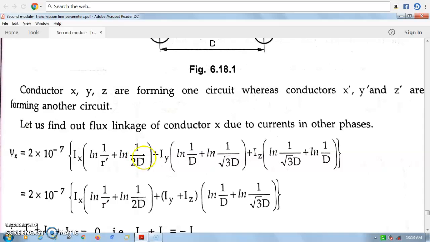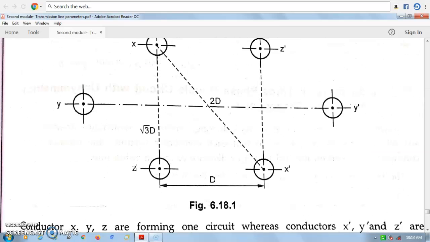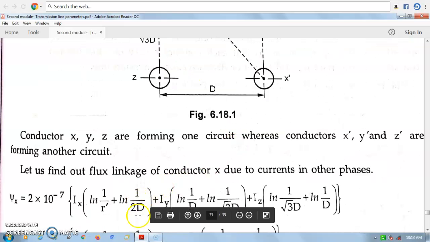Due to X, Y, Z, we have to find the flux at the X conductor. Ix is common here. First is ln of 1 by r dash, the X conductor's internal flux itself, plus ln of 1 divided by 2d. That is, first is the internal flux, then due to X dash, the flux linkage between X and X dash. The distance between them is 2d, therefore 1 divided by 2d.